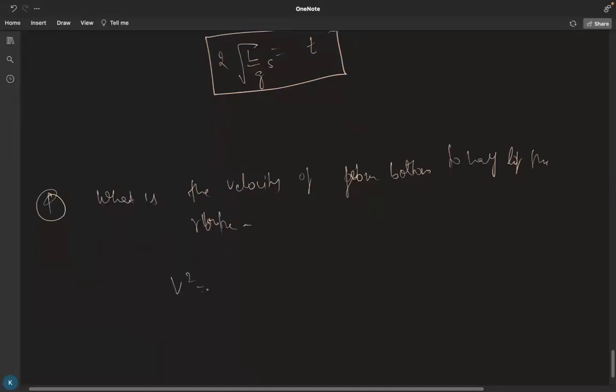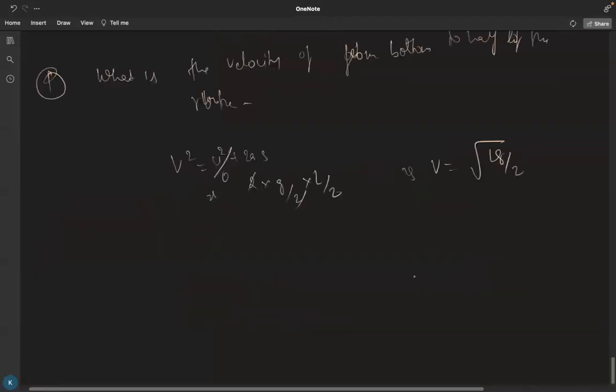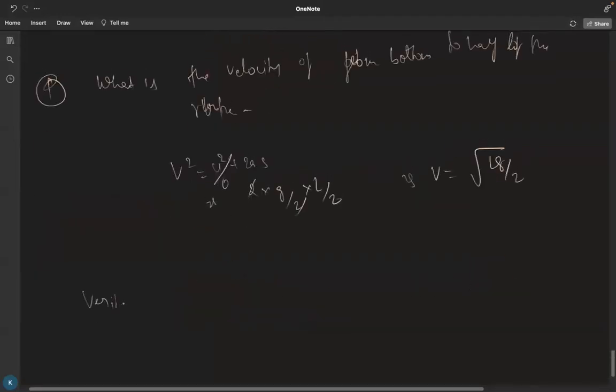So v square is equal to u square plus 2a into s, and u at the bottom is 0, as we know from the previous. Acceleration is g by 2, and here s will be L by 2. So this and this get cancelled. We get v is equal to root under Lg by 2. Now let's verify it. We have v is equal to root under yg, and we have to calculate the speed at the half of the rope, so y is equal to L by 2. When we put it here, we get Lg by 2.